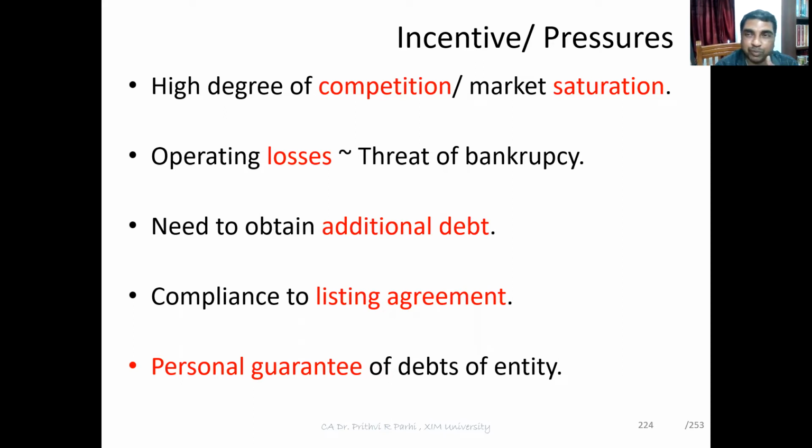Okay, maybe sales is improved, or maybe current ratio is improved, or asset position is improved by wrongly enhancing these positions. One may obtain an additional debt. Sometimes, to comply with the listing agreement's requirements, financial statements are also misstated. And also many times, to protect the personal guarantees which are generally given by the directors, financial statements are misstated. Understood this situation? That is when you can say there is incentive or pressure on the management to commit fraud. Did you understand these situations?